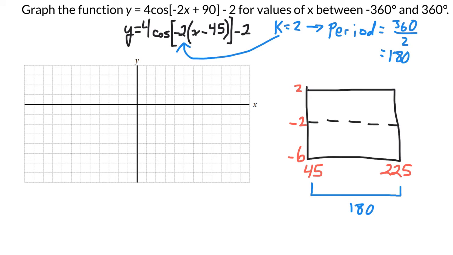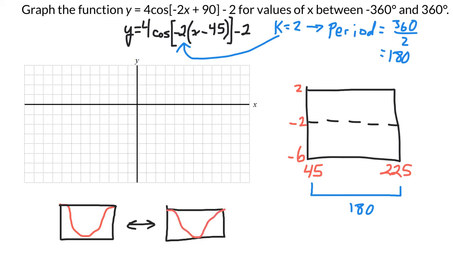The last thing you have to consider is the fact that there's a negative sign here. That means I'm reflecting horizontally. My parent function, y equals cosine of x, looked like that. If I reflect that horizontally, it ends up looking the same, has the same shape and direction. So for this instance, my graph doesn't really get affected. It's still going to start in the top left, end in the top right. Halfway between, it'll be at its minimum value.